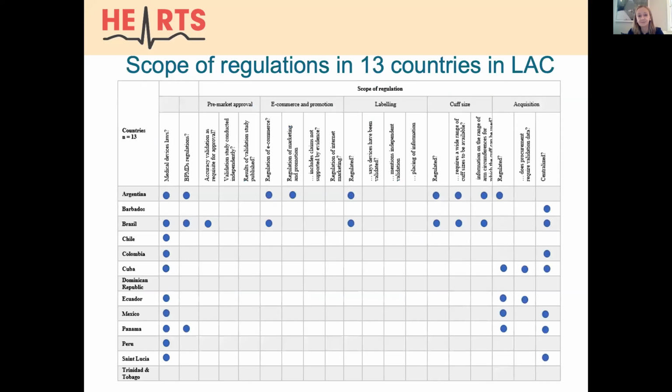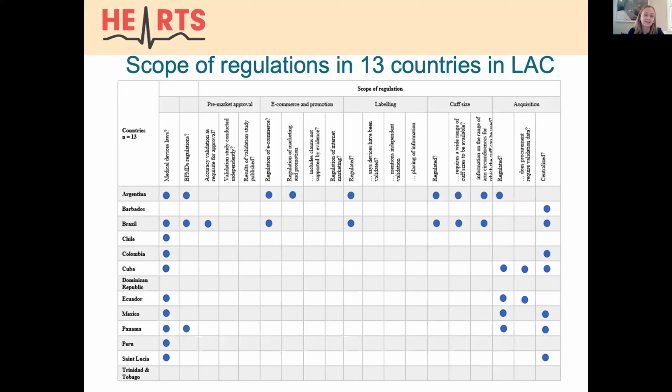Next, please. Here we can see some of the results of this survey that was completed by representatives of health regulatory agencies and Ministries of Health.